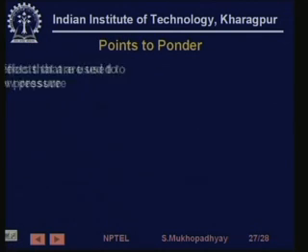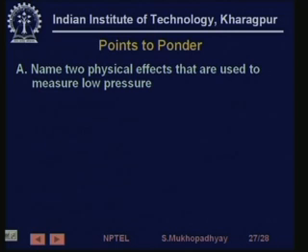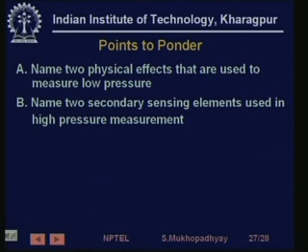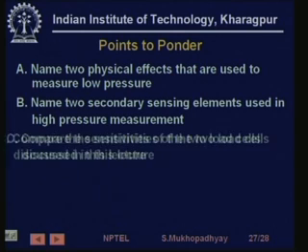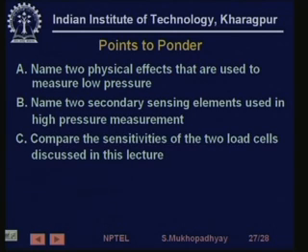So, coming to some points to ponder: name two physical effects that are used to measure low pressure. These answers are there in the lecture. You can try to recapitulate. Name two secondary sensing elements used in high pressure measurement. Compare the sensitivities of two load cells discussed in this lecture. That will depend on the strength of material considerations, how much strain is produced for how much force.